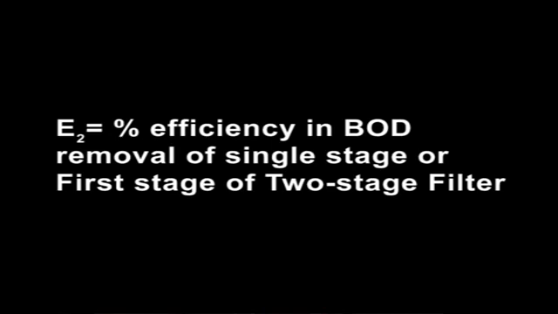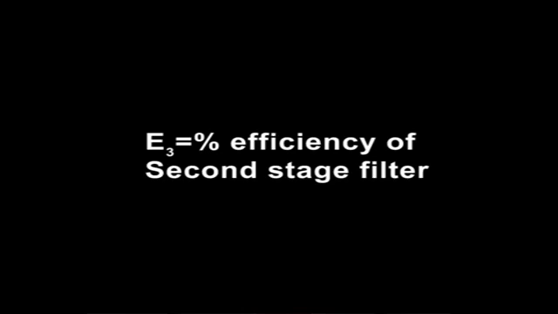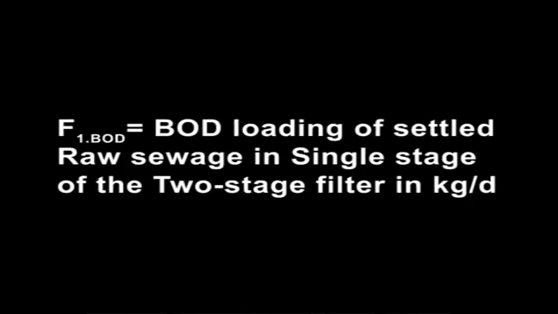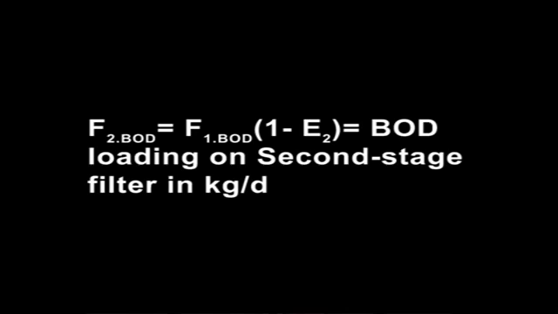This can be seen on the screen, where E2 is equal to percentage efficiency in BOD removal of single stage or first stage of two stage filter. E3 is equal to percentage efficiency of second stage filter. F1 BOD is equal to BOD loading of settled raw sewage in single stage or first stage of the two stage filter in kilogram per day. F2 BOD is equal to F1 BOD times 1 minus E2, which is the BOD loading on second stage filter in kg per day.